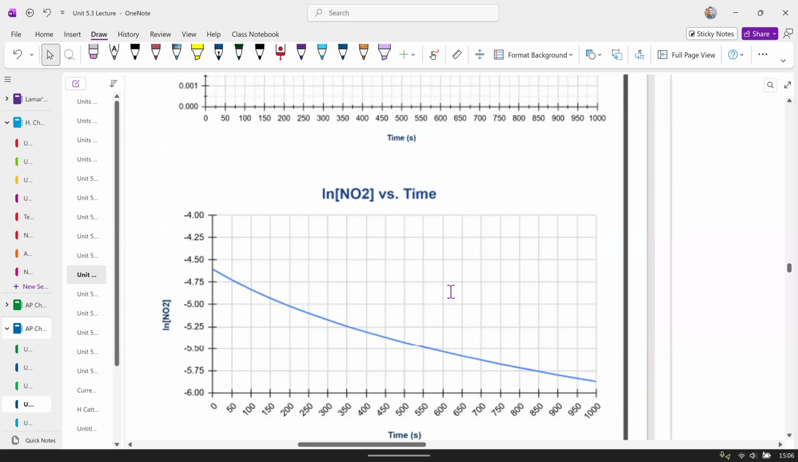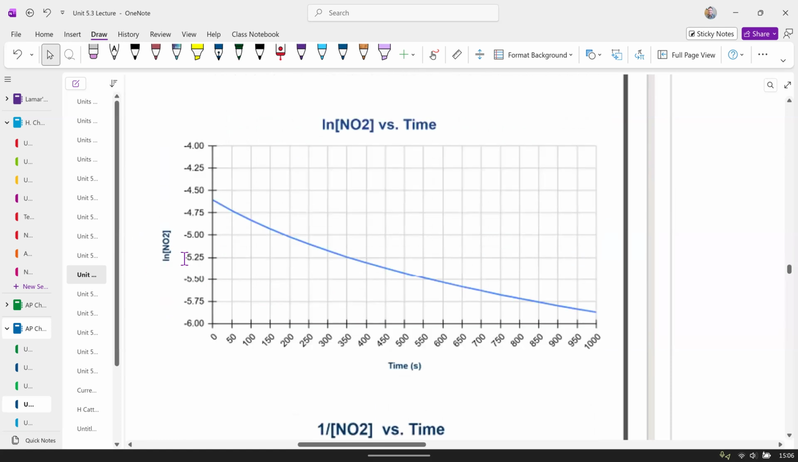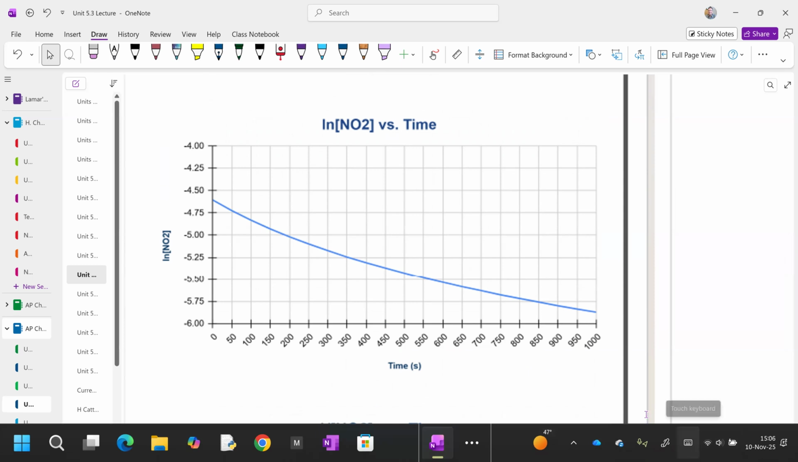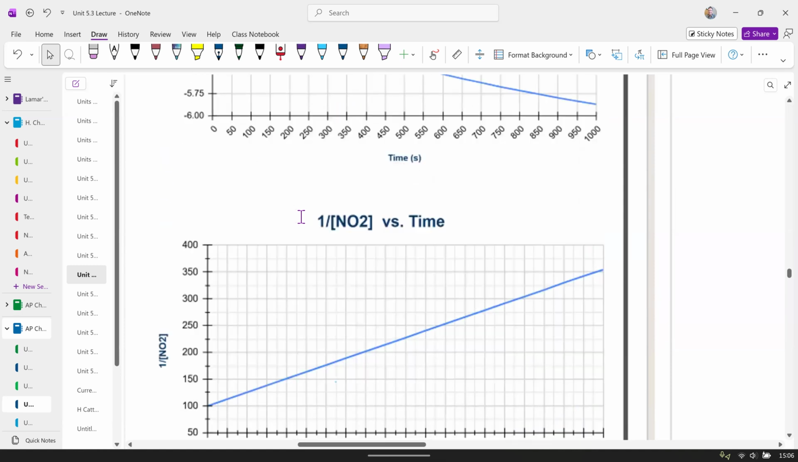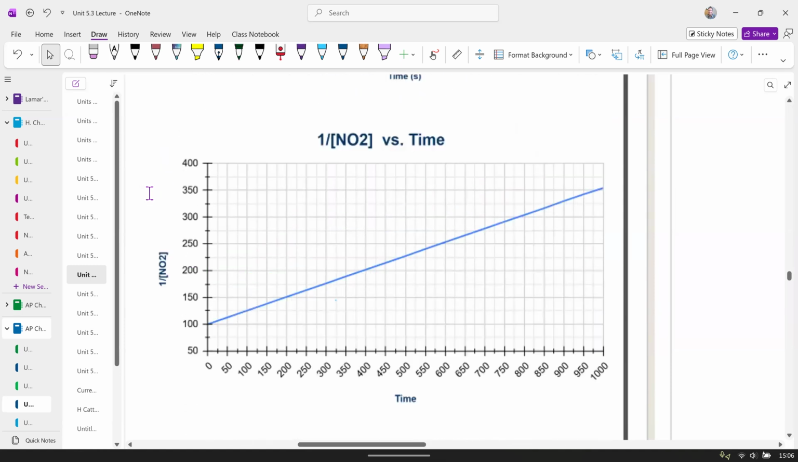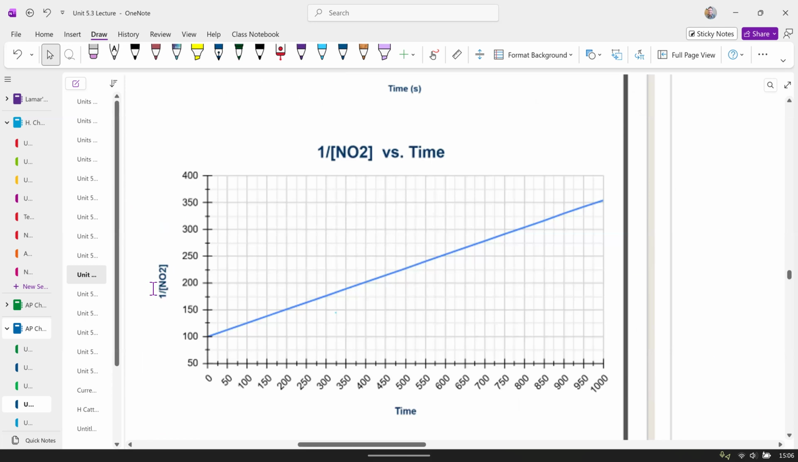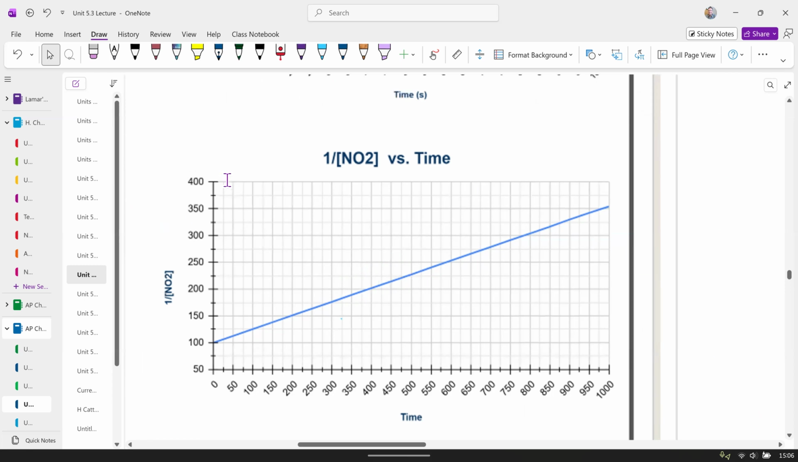What is this a graph of? No, it's not the graph of concentration versus time. It's the graph of the natural log of the concentration versus time. So what do we know about this one? It's not first order. How do we know it's not first order? Because it's not linear. Now watch this. What do we know about this one? It is a graph of the reciprocal of the concentration versus time, giving us a linear positive slope. What does this tell us? It is second order.